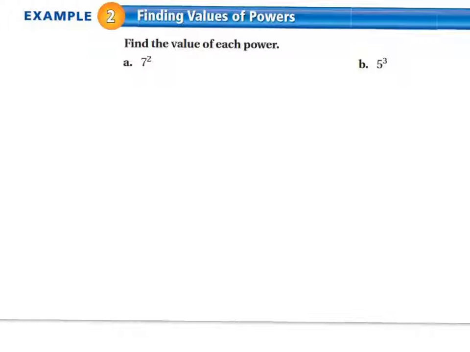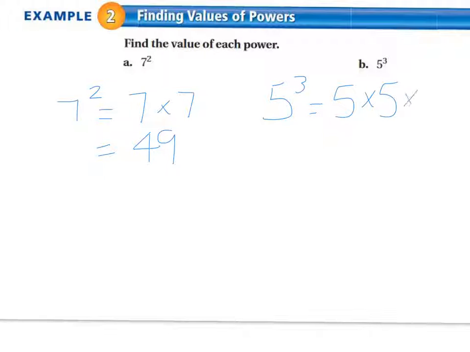Example 2, finding values of powers. Question A, 7 squared. If I write 7 squared as repeated multiplication, that would be the same as 7 times 7. And simplifying that, 7 times 7 is 49. Question B, 5 to the third, or 5 cubed, written as repeated multiplication, would be 5 times 5 times 5, where 5 is my base and is used as a factor 3 times. Simplifying that, 5 times 5 is 25. 25 times 5 is 125.